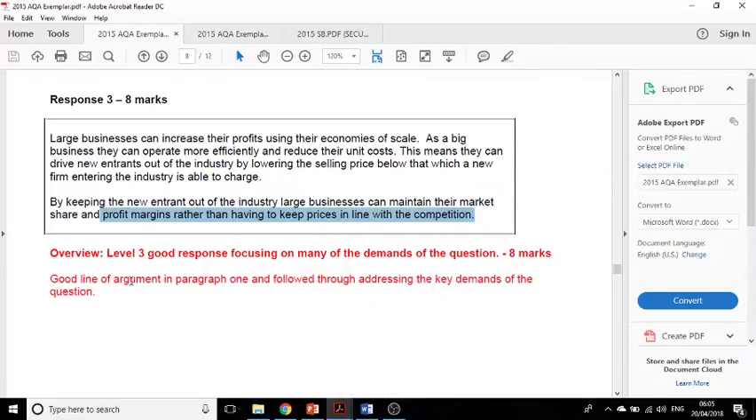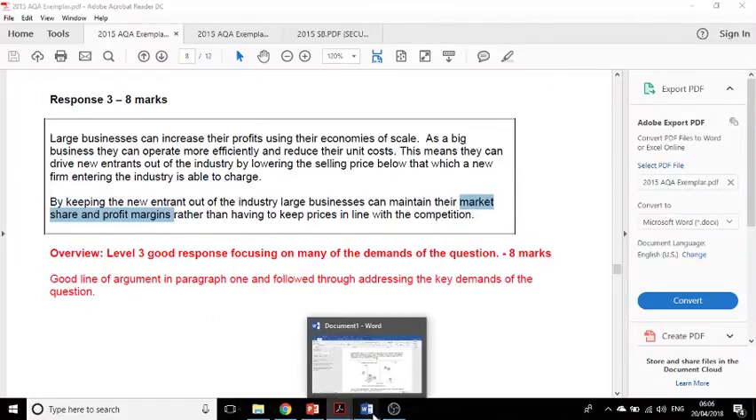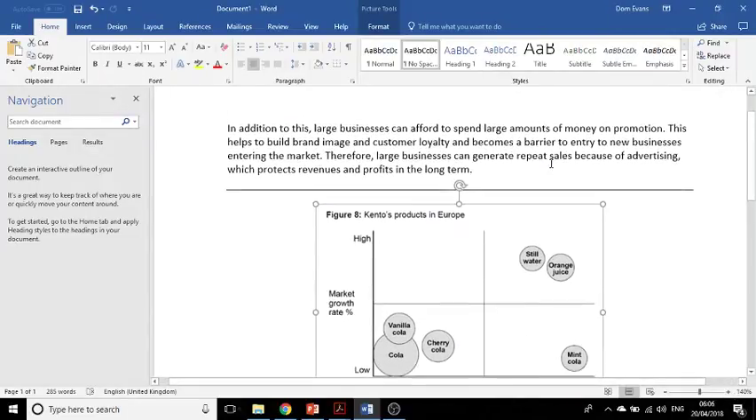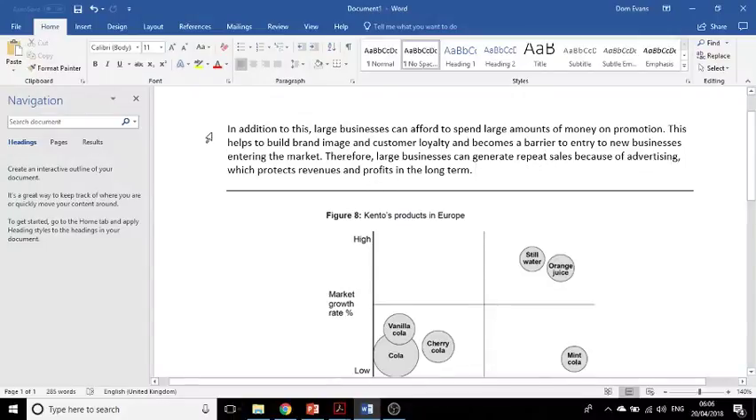So AQA have said they've got a good line of argument in paragraph 1 and followed through by addressing the key demands of the question, which is basically market share and profit margins. It's clearly in the context of big businesses. Personally, I would have wanted my students to have written a bit more on that. I would have wanted them to make a second point.